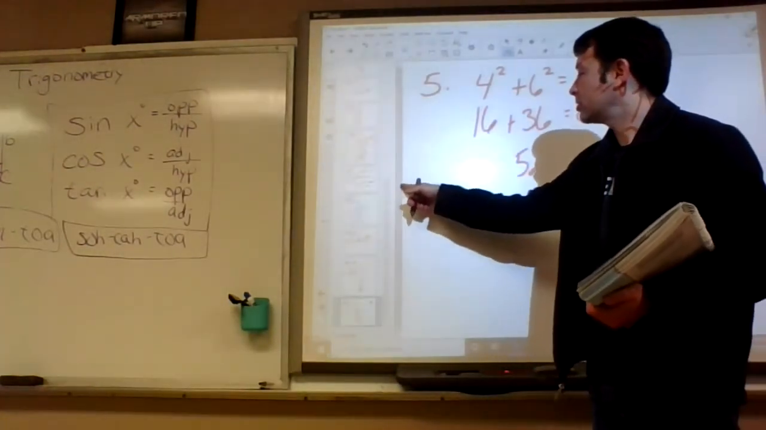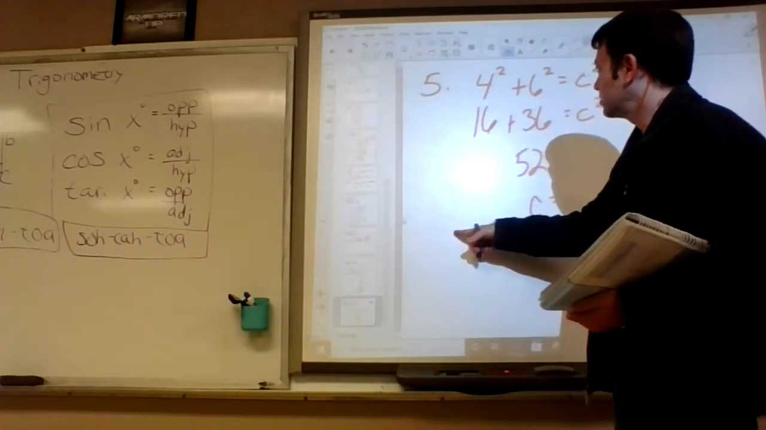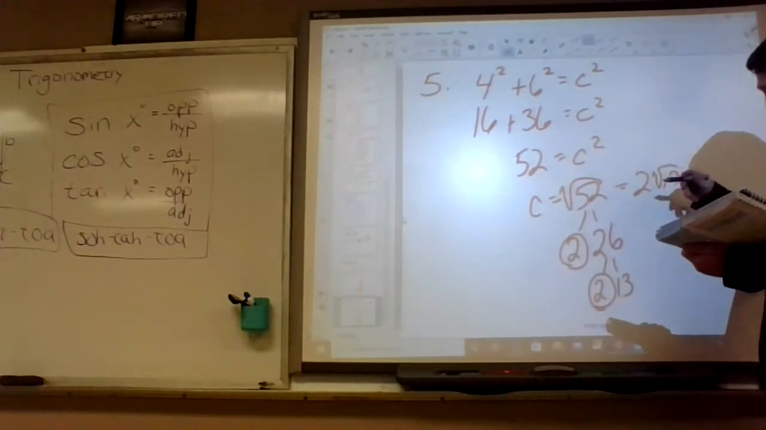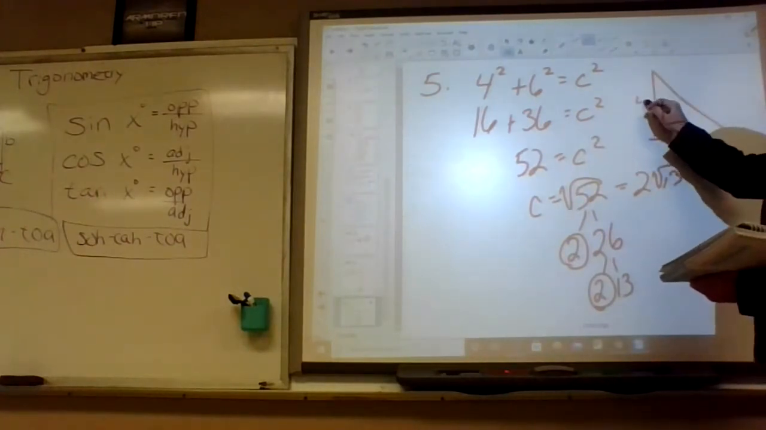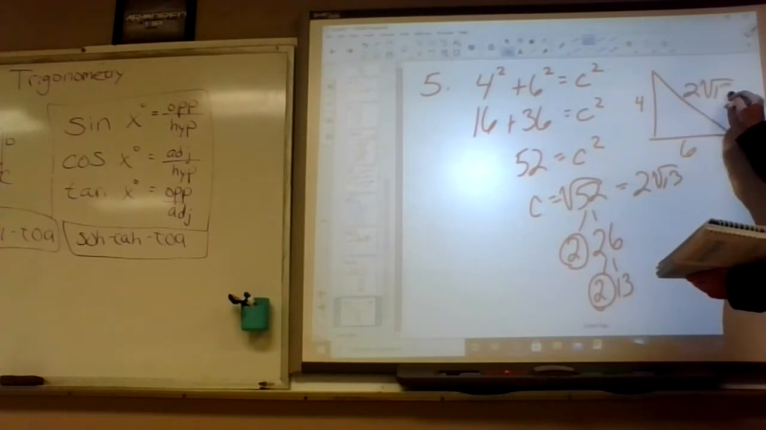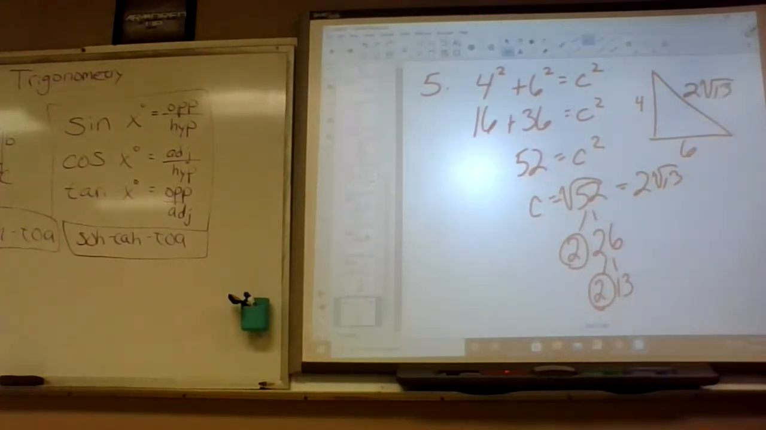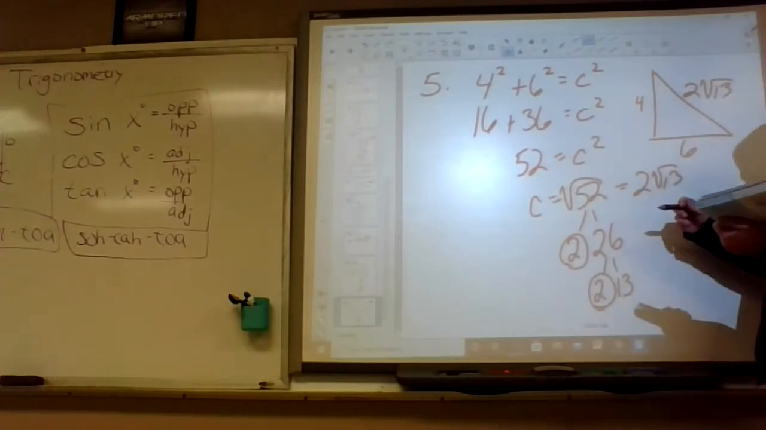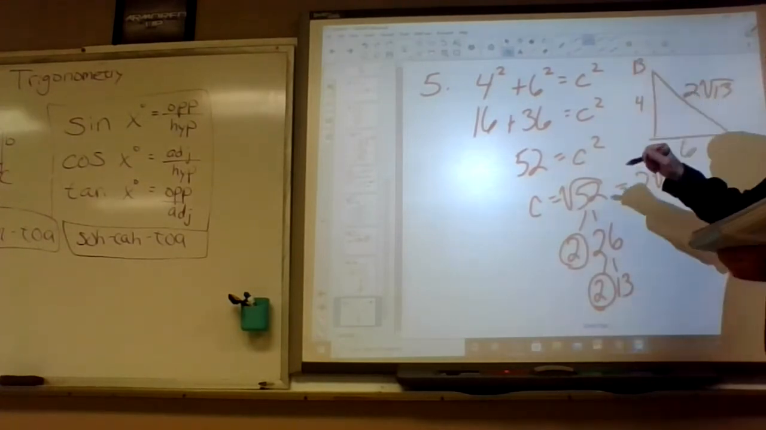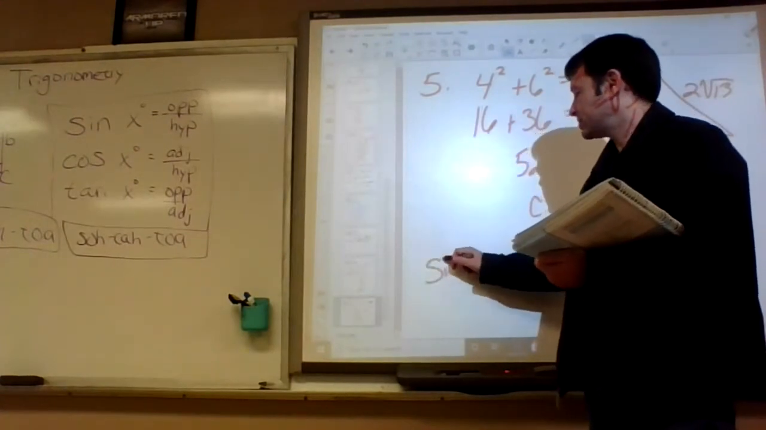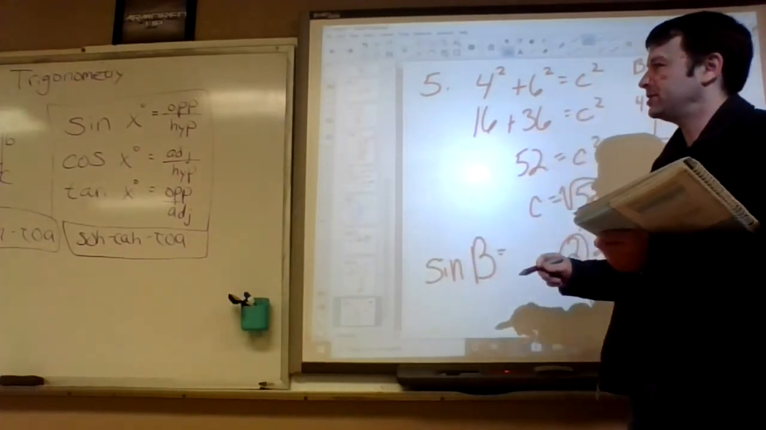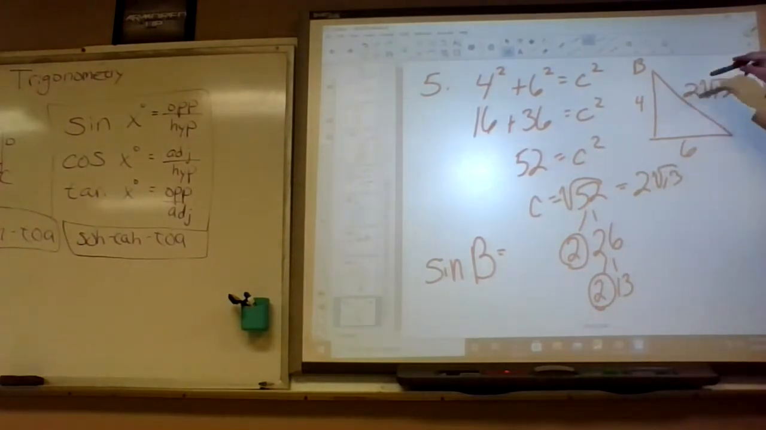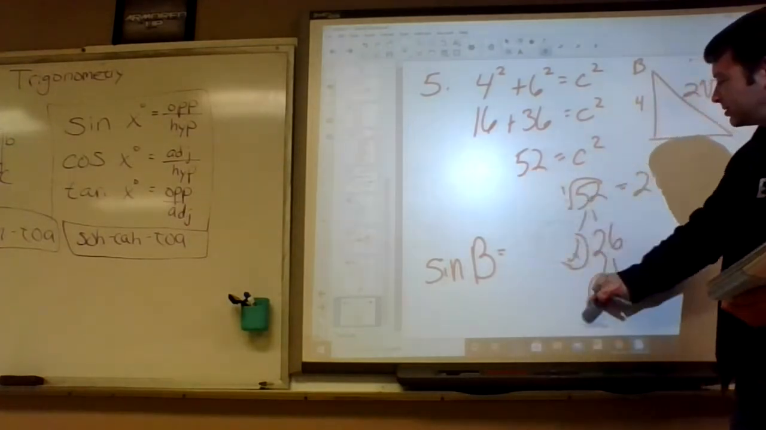Oh, come on now. Oh, I didn't draw it. Never mind. Okay, I guess I better draw it. There. Okay. Sine of B, and B is up here. Sine of B is opposite over hypotenuse. So, Jordan, what's the opposite of angle B? 6. Yes, and what's the hypotenuse? 2 square root of 13. Right. So it's 6 over 2 square root of 13.